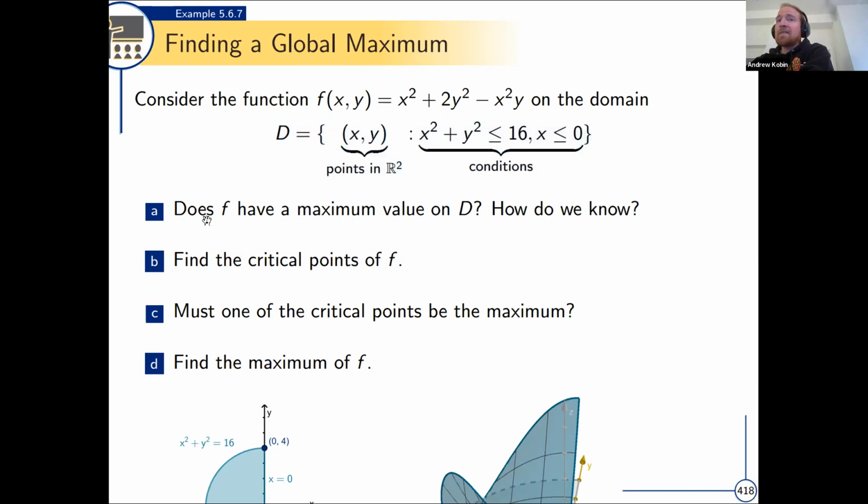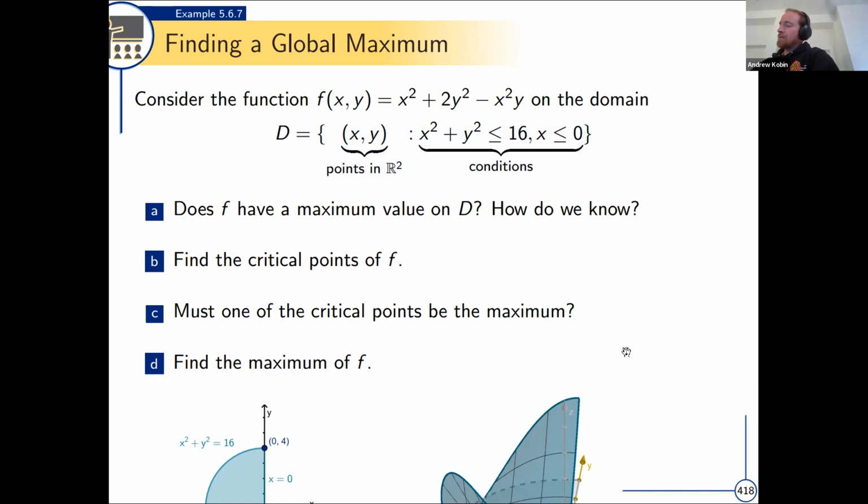We're going to ask if f has a maximum value, and how do we know? And once we've assessed that question, we'll try to find the critical points of f, check if they have to be the maximum or minimum, and we're just going to do the maximum together, and then ultimately put things together using the second derivative test and the extreme value theorem to identify and compute the maximum value of f on this domain D.